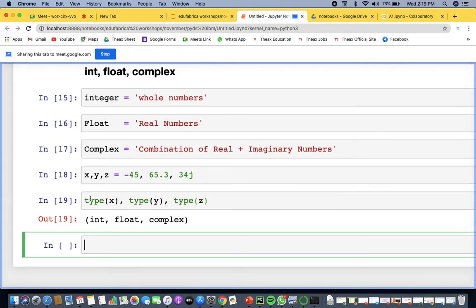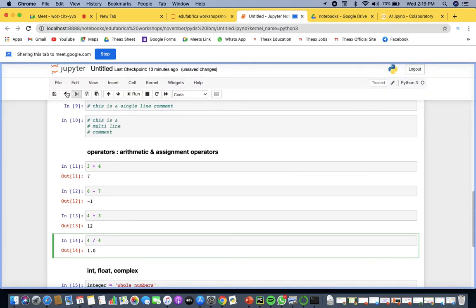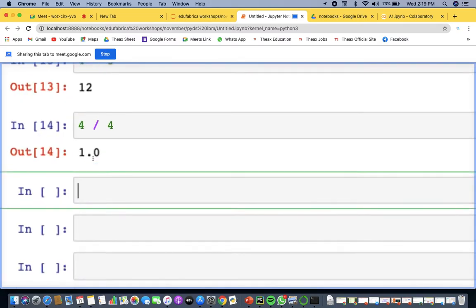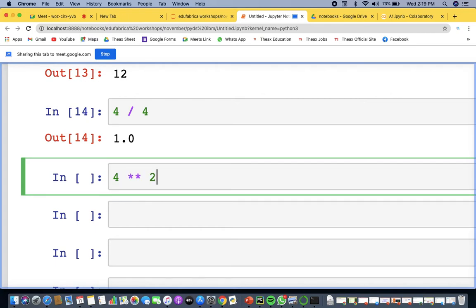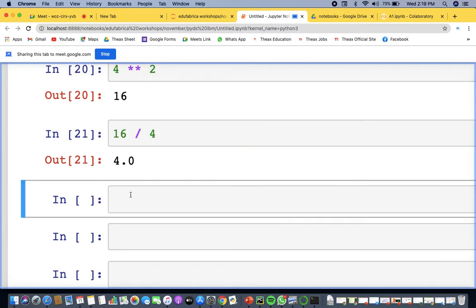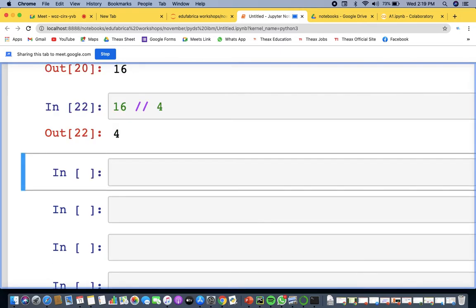Okay, now we were at the arithmetic operations, right? So this was clear to everyone, right? After this division, there come operators like 4 to the power of 2, 4 square, 16.0. Next, if 16 is divided by 4, the result is 4.0, that is a float. But if I want the value as an integer, 16 divided by 4 gives the result 4, that is an integer. Now the operator we have used is called float division, or you can say integer division, right? Okay, moving next.